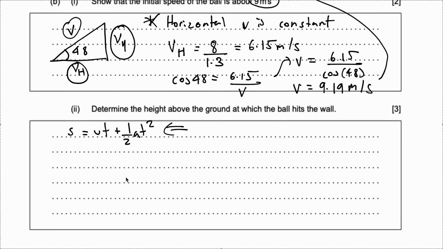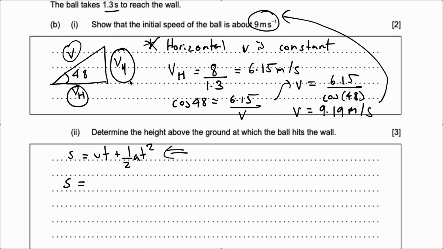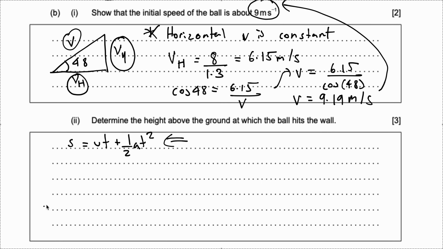So let's plug in what we know. s is the displacement which I want to find out. u is the initial velocity, but not just any velocity, the vertical velocity. So before I solve this question, let's find out what this vertical velocity is. If we draw a triangle again, like so, we know this is 6.15, that's 48. So let's apply another trigonometry ratio to find out what the vertical velocity is.